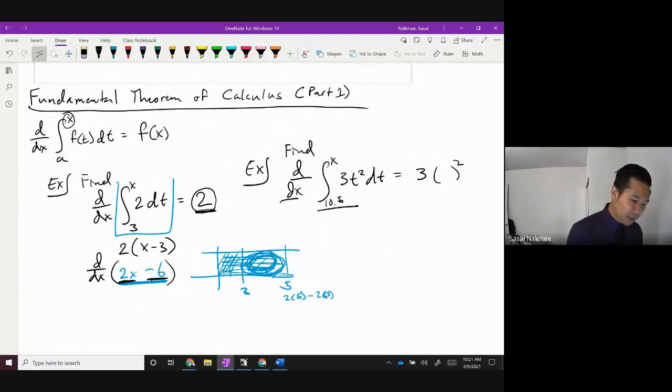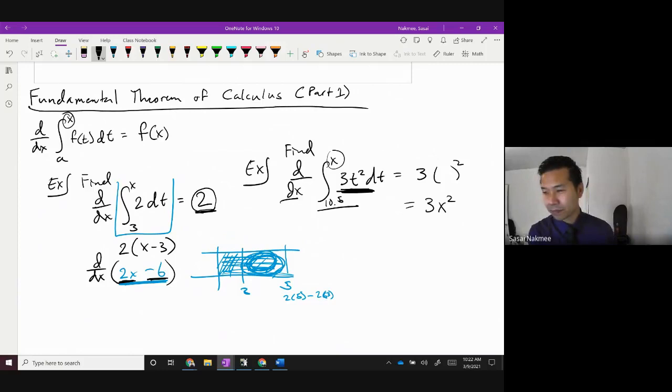But here's the thing. What's that something that's in there? It's 3 of some stuff squared because that's what the original function was. But now when you integrated this, you evaluated it at this new variable x. And what you end up with is not 3t squared anymore. You end up with 3x squared.